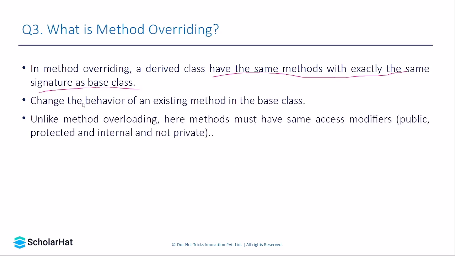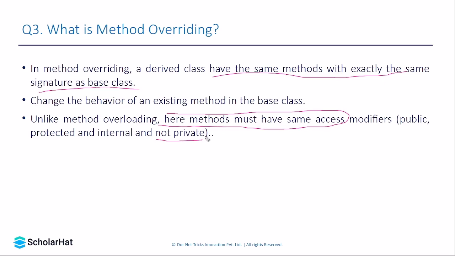Unlike method overloading, here the method must have the same access modifier. So again, a good interview question: what is the prerequisite of having method overriding? It simply says that in method overriding, there should be a base class and a derived class, and the method which we want to override should have the same access modifier, that is public, protected, and internal. Private in this case will not work because private simply means that it is limited to that particular class only.